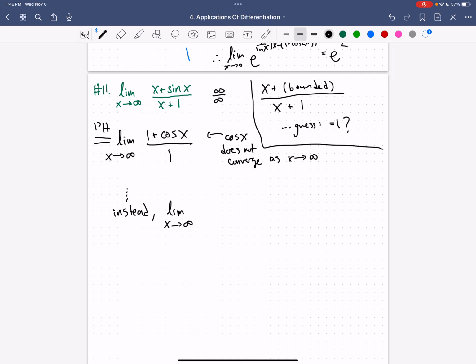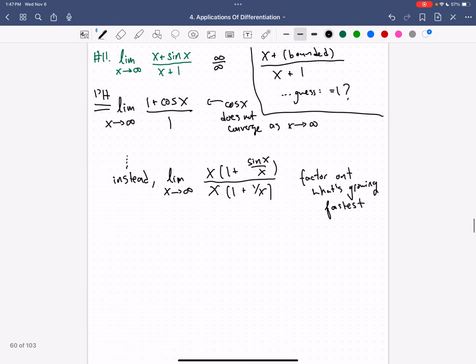Go back to the original question, and that initial intuition. What we can do is take out what's growing fastest in each of the top and the bottom. So here we're factoring out what's growing the fastest. On the top, taking out an x, we have 1 plus sine x over x. And on the bottom, we have 1 plus 1 over x.